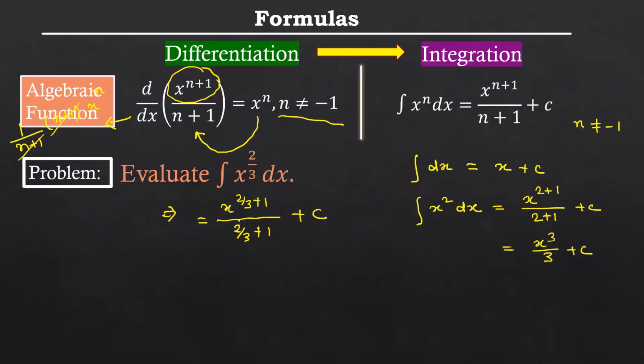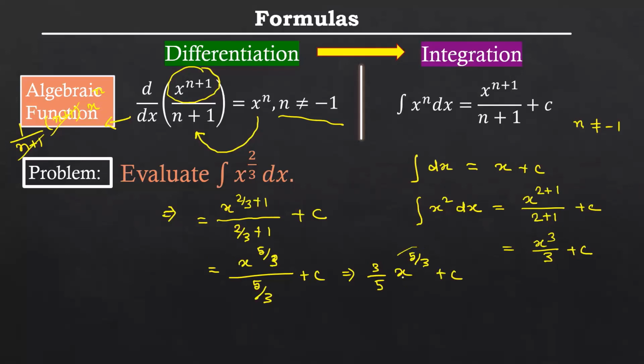And here, what do you got? You got x to the power 5 by 3, and I think this is a term which is again 5 by 3 plus C. And if you simplify that, you get 3 by 5 and x to the power 5 by 3 plus C.